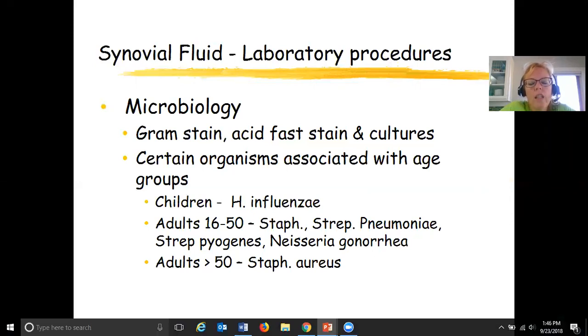And certain organisms like spinal fluids are associated with certain age groups. So in a joint fluid, you will typically see Haemophilus influenzae in children. In adults, you may see staph, strep, pneumo, group A beta strep, Neisseria gonorrhoeae, and in adults over 50, you may see Staph aureus. That being said, you can find other things in synovial fluids.